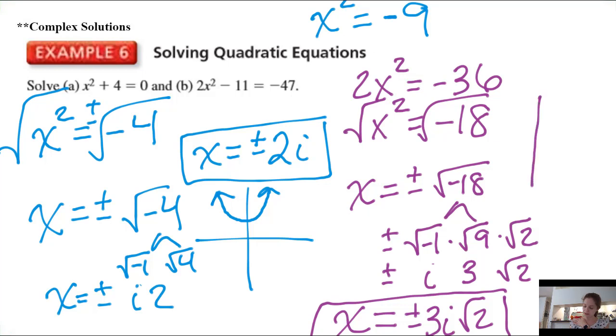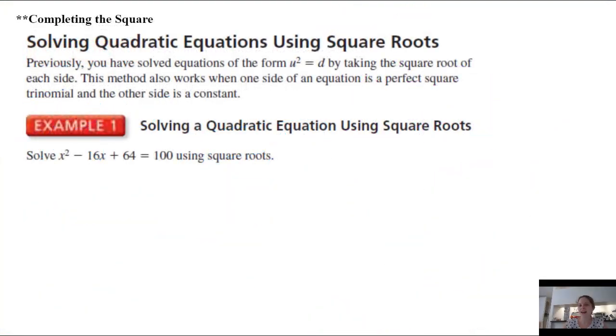B is again a parabola that faces up, and the vertex is above the x-axis. So there are no real solutions. There are only complex solutions. On to completing the square.